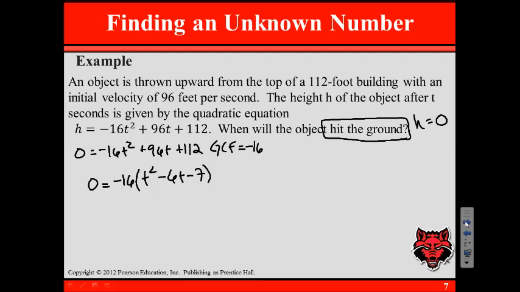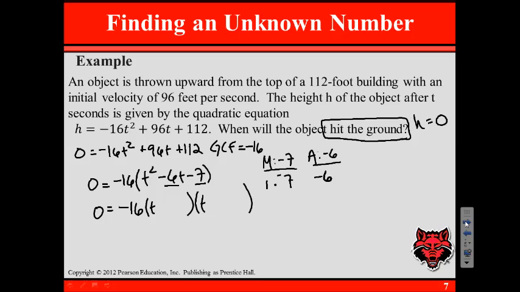Now that we have factored the greatest common factor, we look at the resulting trinomial. The coefficient of our squared term is 1. So we can factor that trinomial into two binomials. T squared equals t times t. And we use the constant and the coefficient of the middle term to determine the other two terms. We want two numbers that multiply to give us negative 7, but that add to give us negative 6. As you go through that process, you will find 1 times negative 7 is negative 7, but 1 plus negative 7 is negative 6. So the two factors we want are 1 and negative 7.